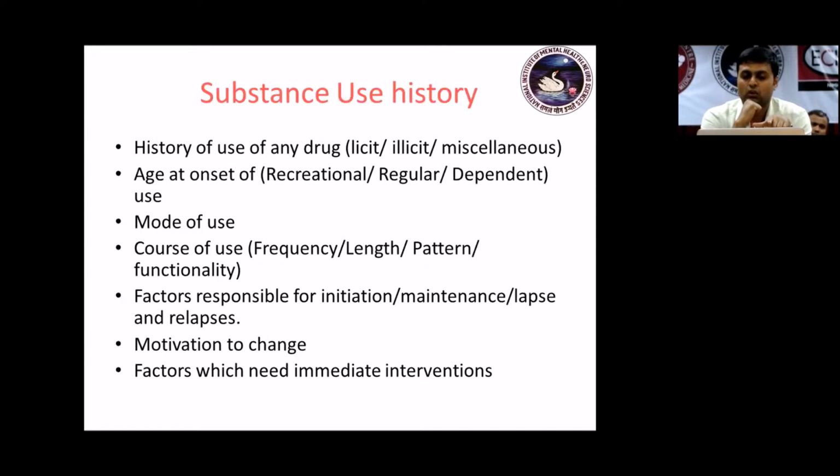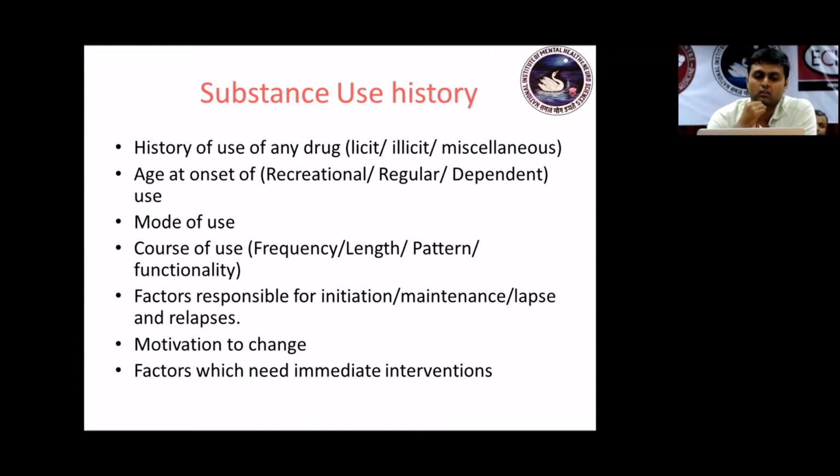So I consciously put it as history of use because many of them would not have dependence set in by the time they reach us. So use of the substances also needs to be assessed. The second thing would be, what is the age at onset of such use? The first thing would be recreational or experimental use, and then it moves on to regular usage, like once a month according to the WHO's definition, and then it moves into dependent usage, which is defined as per ICD-10 or DSM-5 criteria.